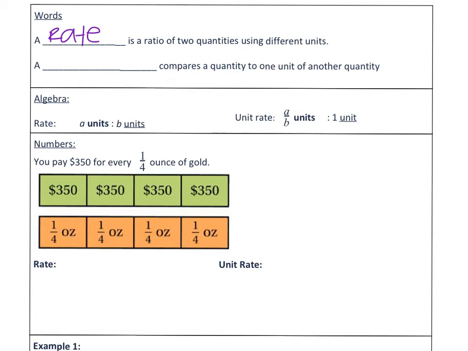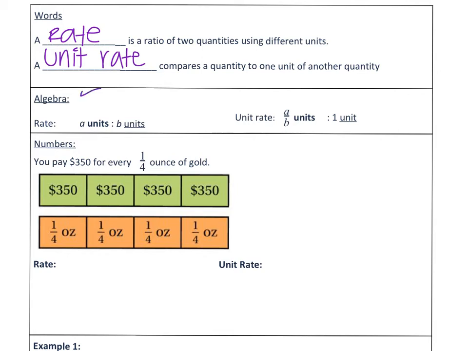Okay, so I drove 4 miles, well, that's not a good one. I drove 40 miles in 2 hours. Okay, a unit rate compares a quantity to 1 unit of another quantity.